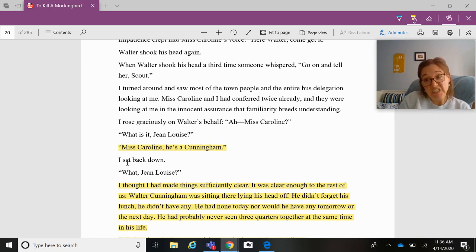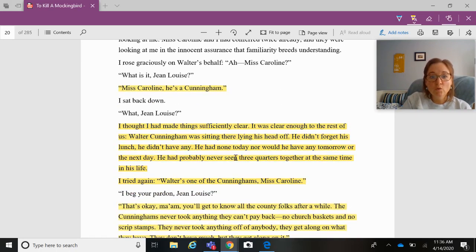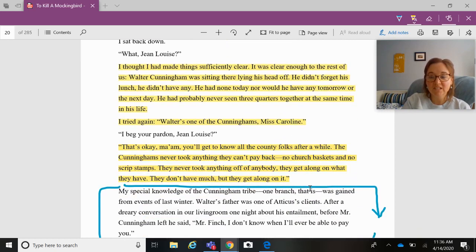And Scout thinks that by saying, "Miss Caroline, he's a Cunningham," that's enough of an explanation. Anybody else in town would understand that he's got the last name Cunningham. He's not going to take your quarter. He's too proud. And she didn't understand. So she tries one more time with "Walter's one of the Cunninghams," and it's still not enough for her.